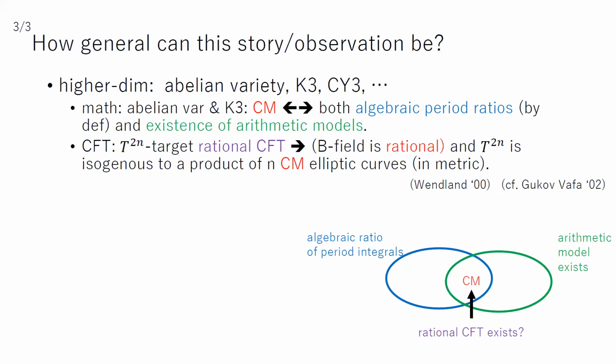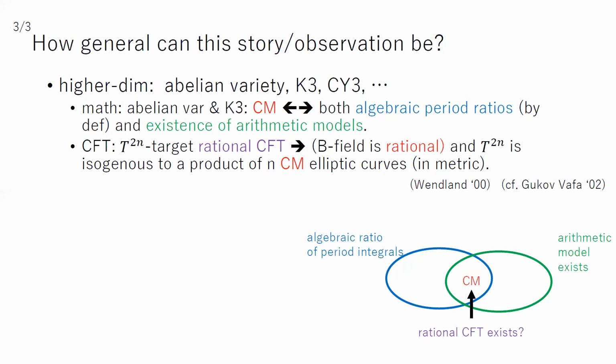There are math literatures, not just a few, covering those statements, so I didn't cite them. But for abelian varieties and K3 surfaces, that's established. I don't know the state of affairs for the Calabi-Yau 3-fold and higher dimensional varieties. Another known fact in CFT is this. Let's think of the even dimensional torus as the target space. I'm talking about the dimension over the real numbers.